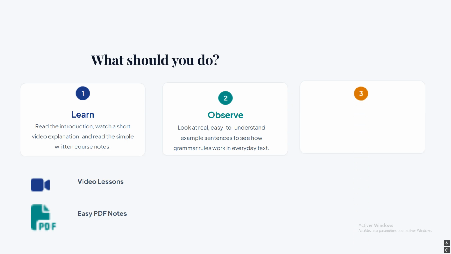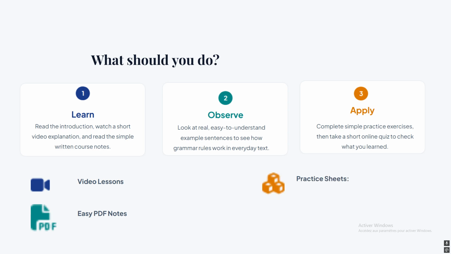The third and final step that you have to do is to apply. So complete simple practice exercises, then take a short online quiz to check what you learned, using, of course, practice sheets. And also do not forget to go to the online forum.